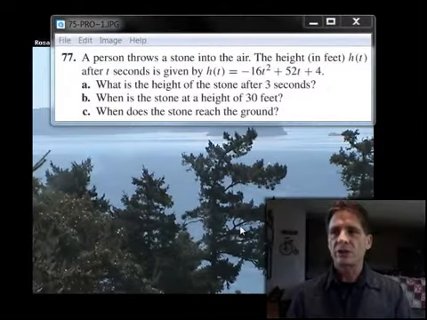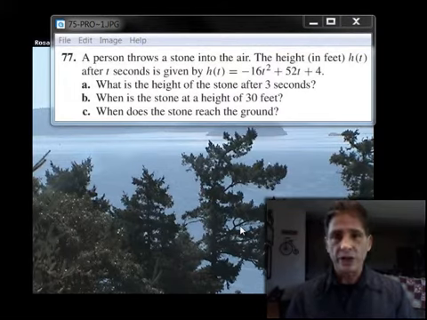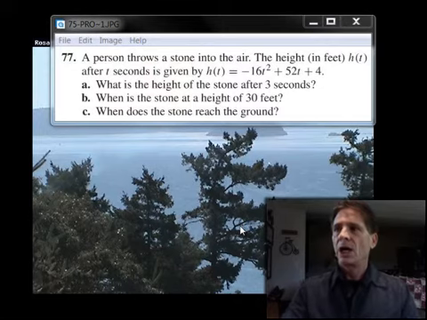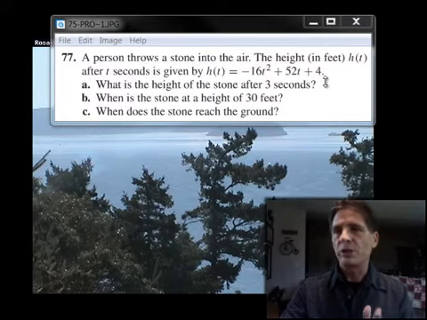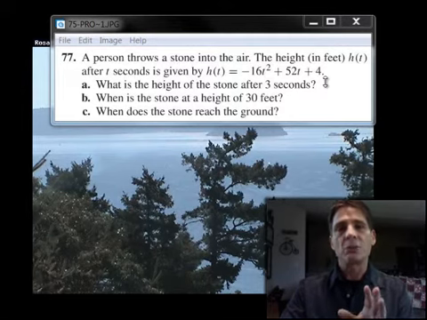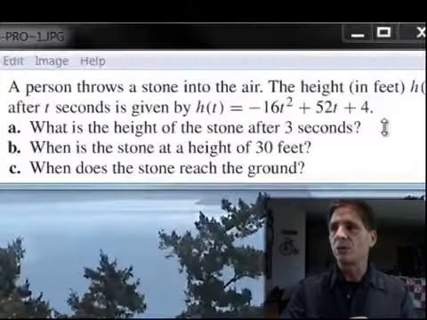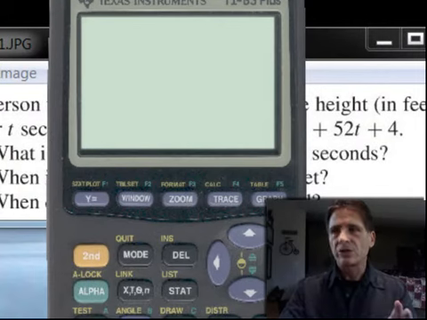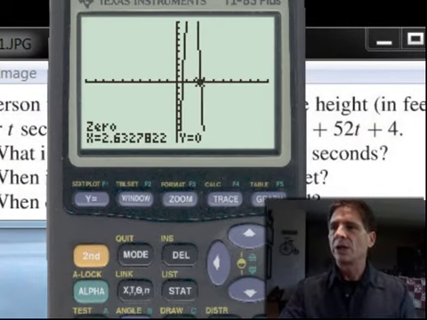Part C is asking, when does the stone reach the ground? Well, that would just be a height of 0. Notice that at the y-intercept we have 4. So in other words, when they first threw the stone, it was 4 feet above. And so there will only be one answer because the other time it was 0 would have been a negative value. So, where does the stone hit the ground?